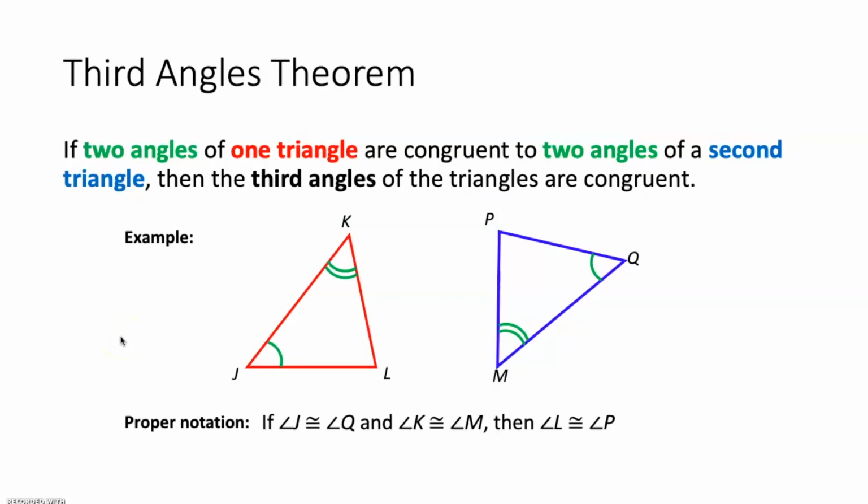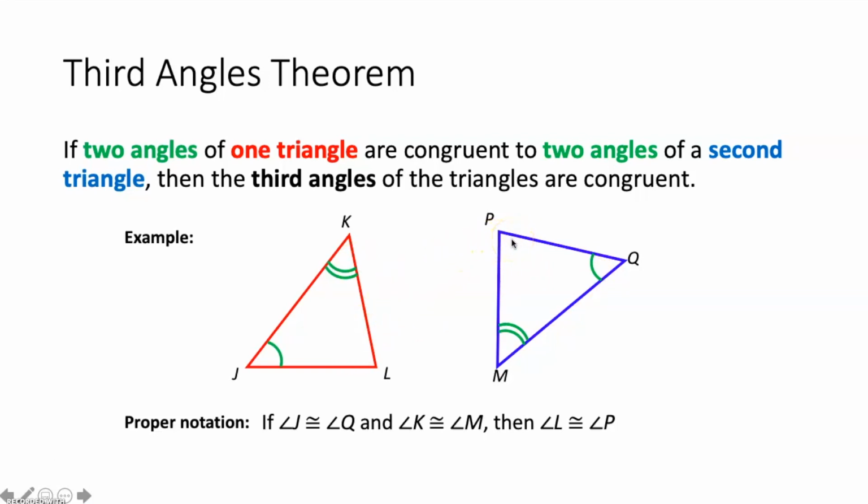Now, the third angles theorem says if two angles of one triangle are congruent to two angles of a second triangle, then the third angles of the triangles are congruent. So here we have triangle JKL and triangle QMP. And we know from the markings in these two triangles that angle J is congruent to angle Q. Angle K is congruent to angle M. And because we know two angles in one triangle are congruent to two angles in another triangle, those third angles, angle L and angle P, must be congruent to each other.